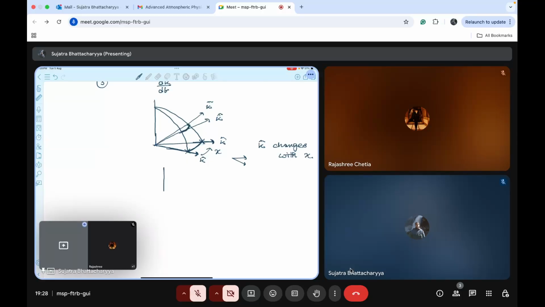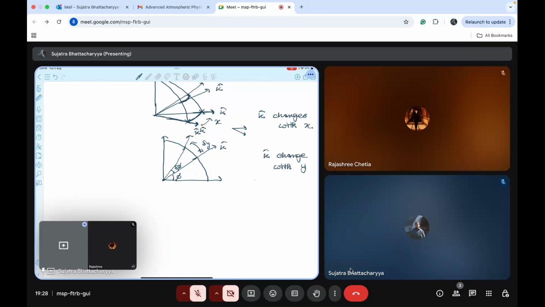What about y? Is it changing with y? Let's see. For y, only this will be enough. Suppose these are the 2 points. This is phi, this is delta phi, this is delta y. Where is the k hat? That is from the center to outside. So this is your k hat, and this is your k hat. Clearly the direction is changing, so k hat changes with y as well.